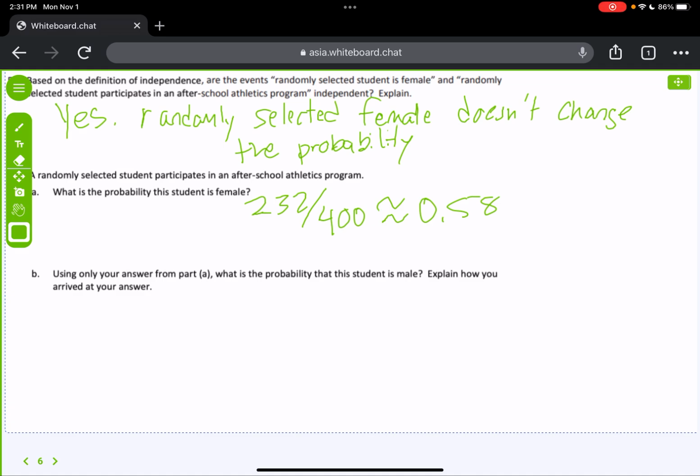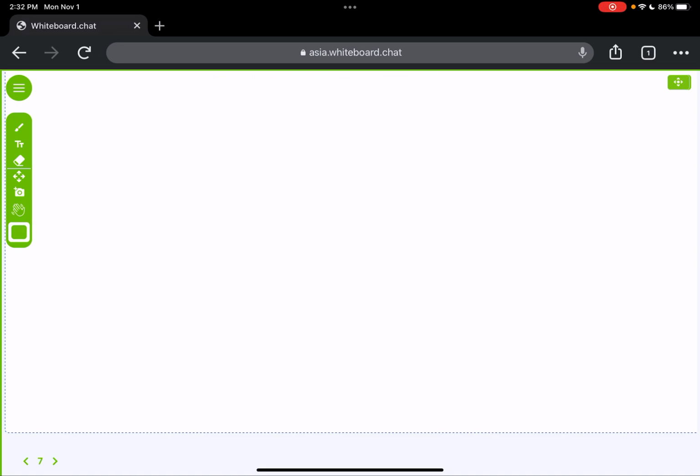Okay. So using only your answer in part A, what is the probability that the student is male? Well, that's easy, because we can say 1 minus 0.58. And when you borrow, that becomes 42. So that means 0.42 is the male probability. That was simple enough.